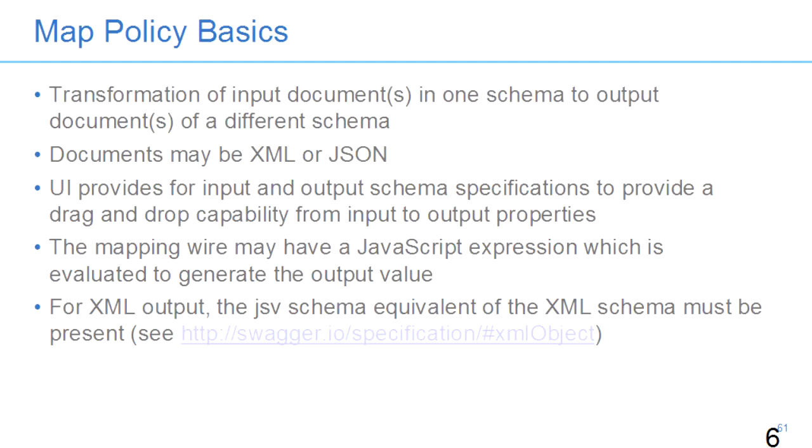The UI today provides a very nice specification for being able to configure what your input and output schemas are going to be. And then with those schemas, it gives you a graphical view where you can drag and drop from one field on the input side, or many fields on the input side, to fields on the output side, to actually provide what the mapping will be, what those rules will be, and so forth. There is a mapping wire itself that is done by the UI.